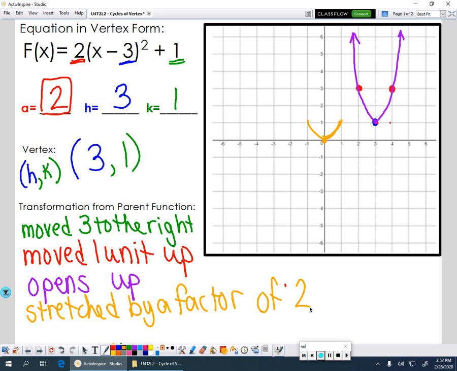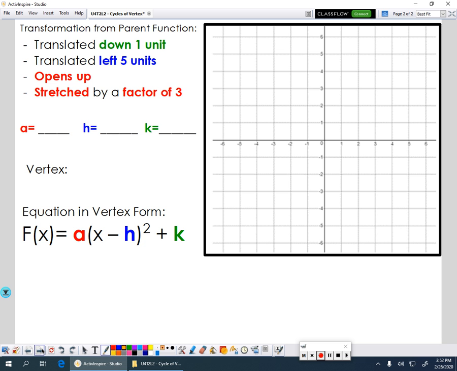Now, sometimes you're given an equation to work with. Other times, you might be given the transformation and you have to figure out what's going on based on that. So let's look at what we've got here. We know that this parabola was translated down 1 unit. Well, my k is what controls my up and down movement. So if it went down 1, that means my k value is going to be a -1. We know our parabola was translated left 5 units. Again, our h value controls right and left. If it went left, that means my h value is going to be a -5.